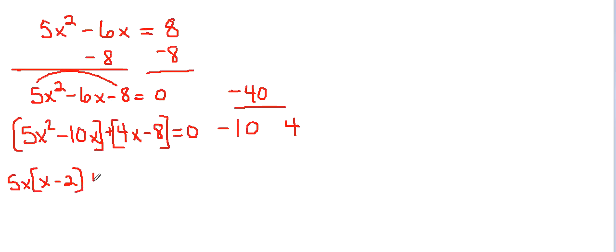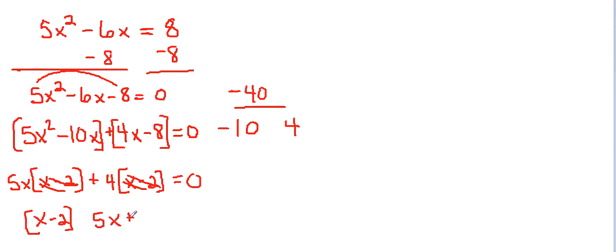Bring down my plus sign, and on the right side here I can take out a 4, and what's left is x minus 2. And of course it's still equal to 0. So I'm going to factor out the x minus 2, and what's left over, since I factored that out, is the 5x plus 4 equals 0.